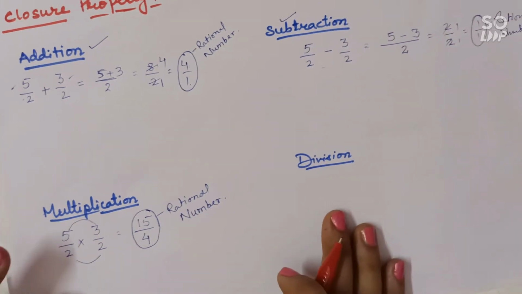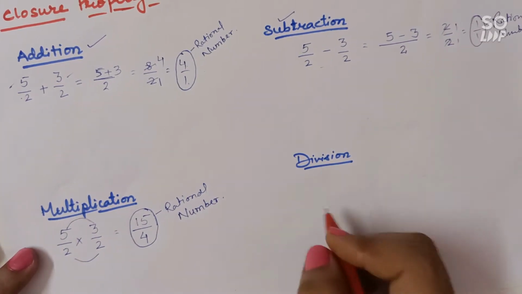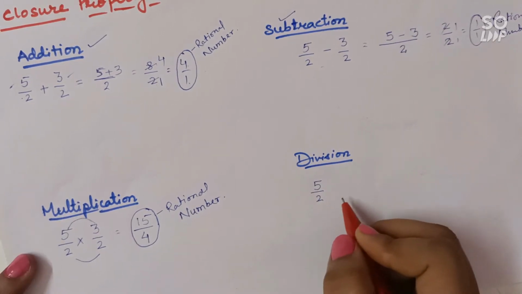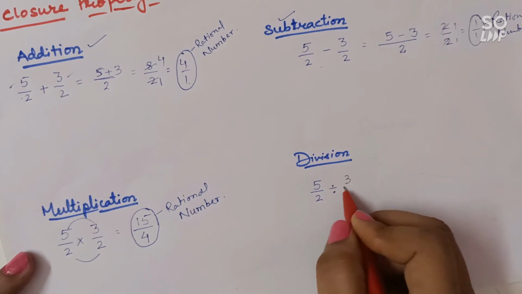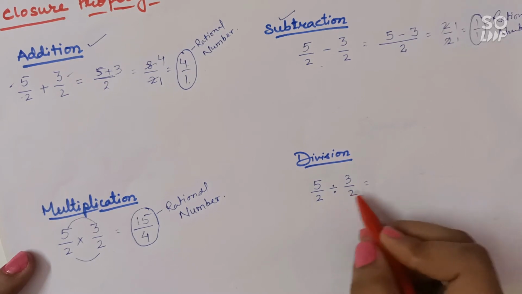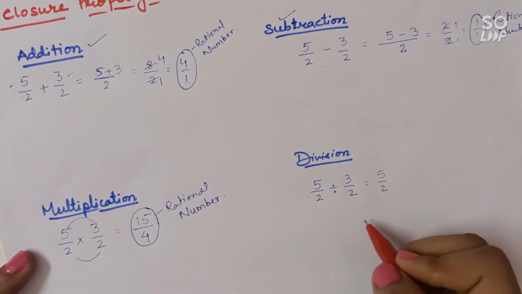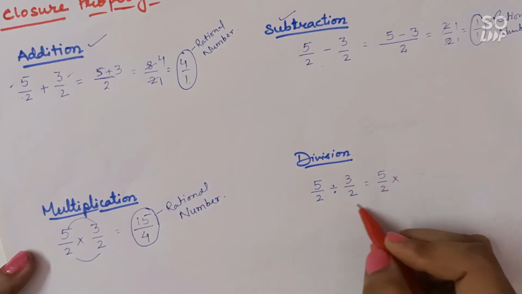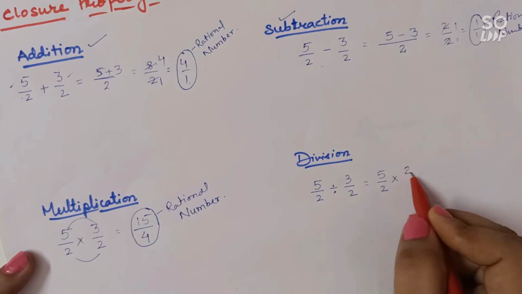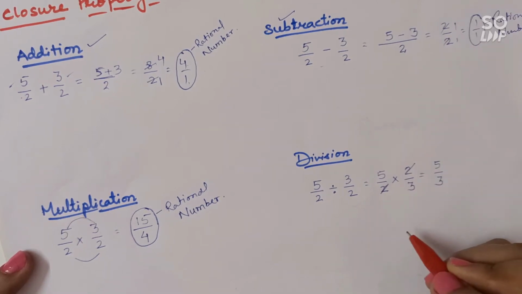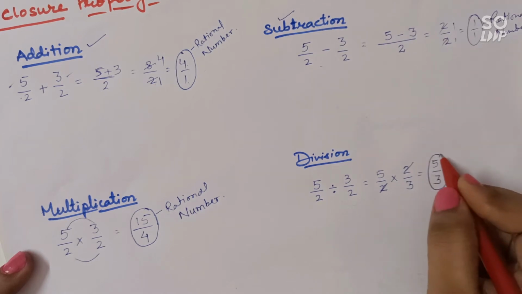Okay, now let's check it out for division. Let's take again the same numbers, 5/2 divided by 3/2. We have already studied previously how we do this. 5/2 we'll write as it is. Division changes into multiplication, and the second number gets reciprocal, so it's 2/3. So this 2 and 2 will get cancelled, and finally we'll have 5/3. It is also a rational number.